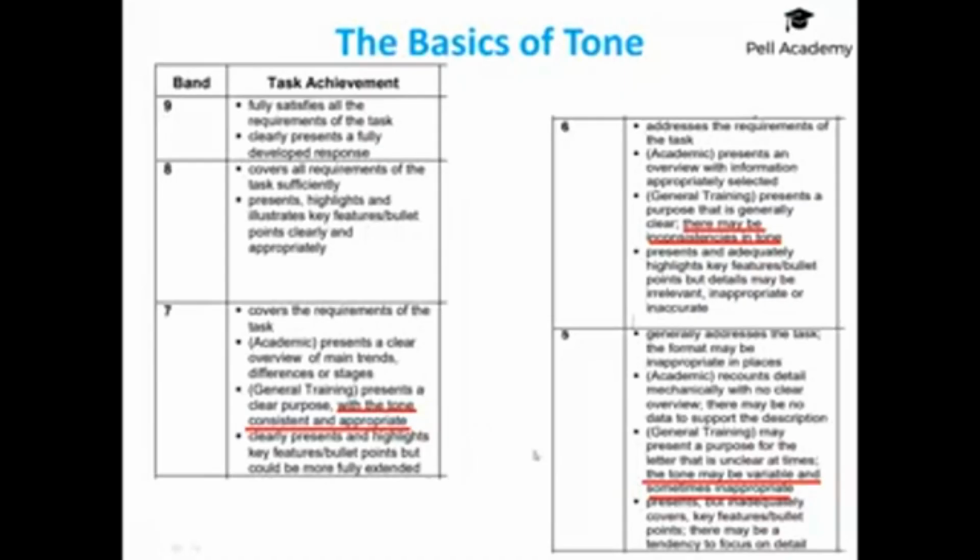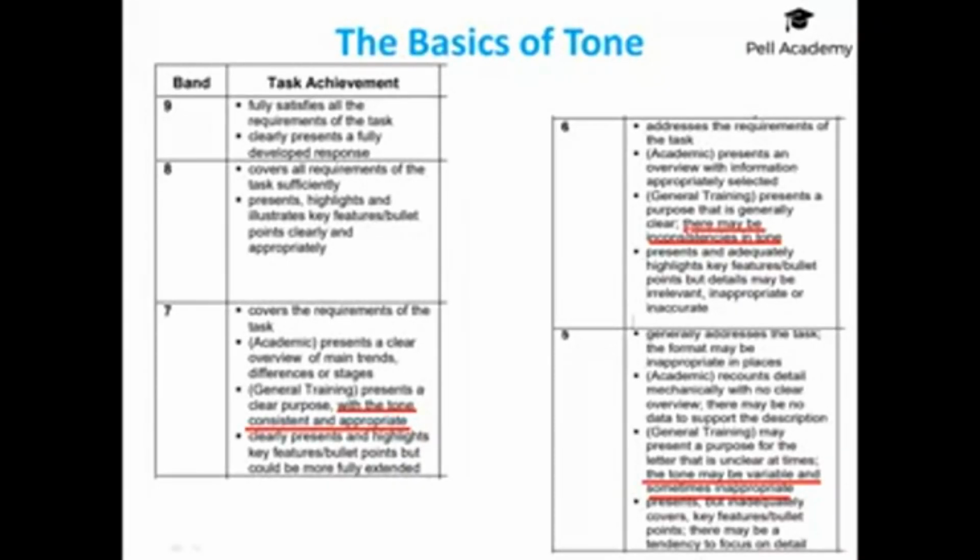Right, so I think it's best to just start at the bottom. So band 5, the tone may be inappropriate and the tone may be variable and sometimes inappropriate. For the most part, when we're talking about tone, we're referring to formal and informal. In a band 5, a letter that got a task achievement band 5 because of the tone would not be written as clearly a formal letter or as an informal letter. It would vary back and forth between those two. So that's what they mean by the tone may be variable. Some of the letter will look like it's formal, some of the letter will look like it's informal.